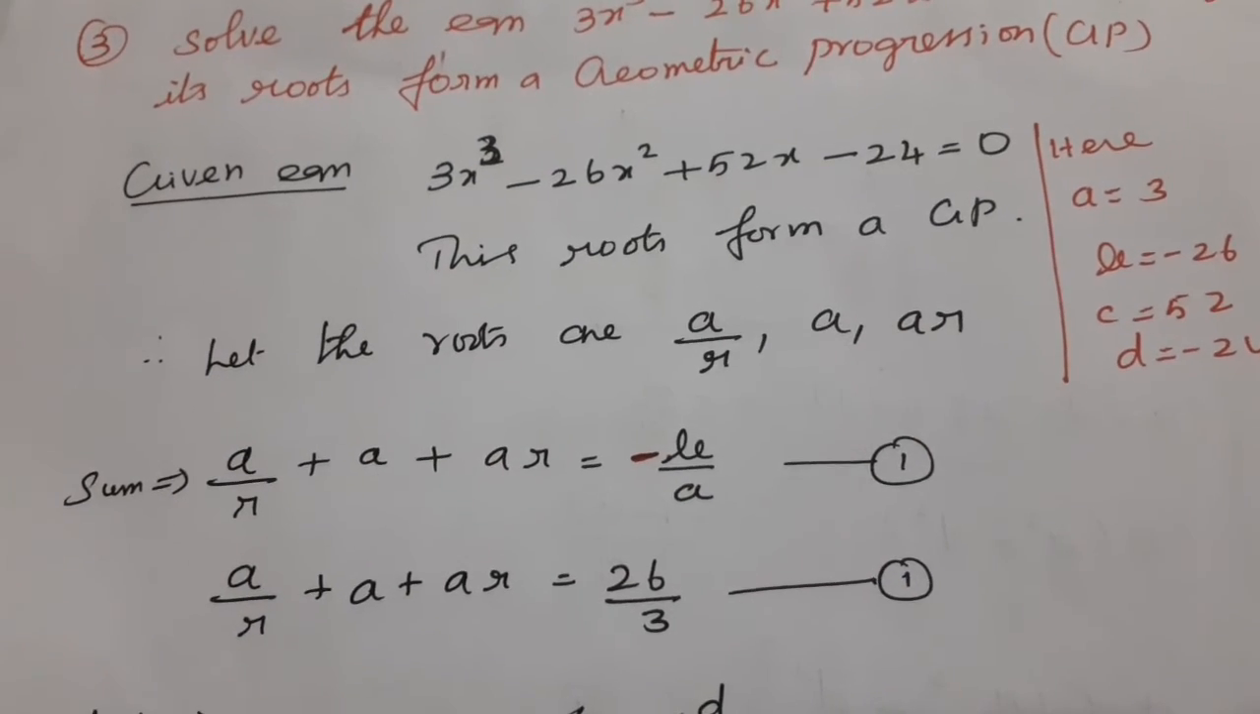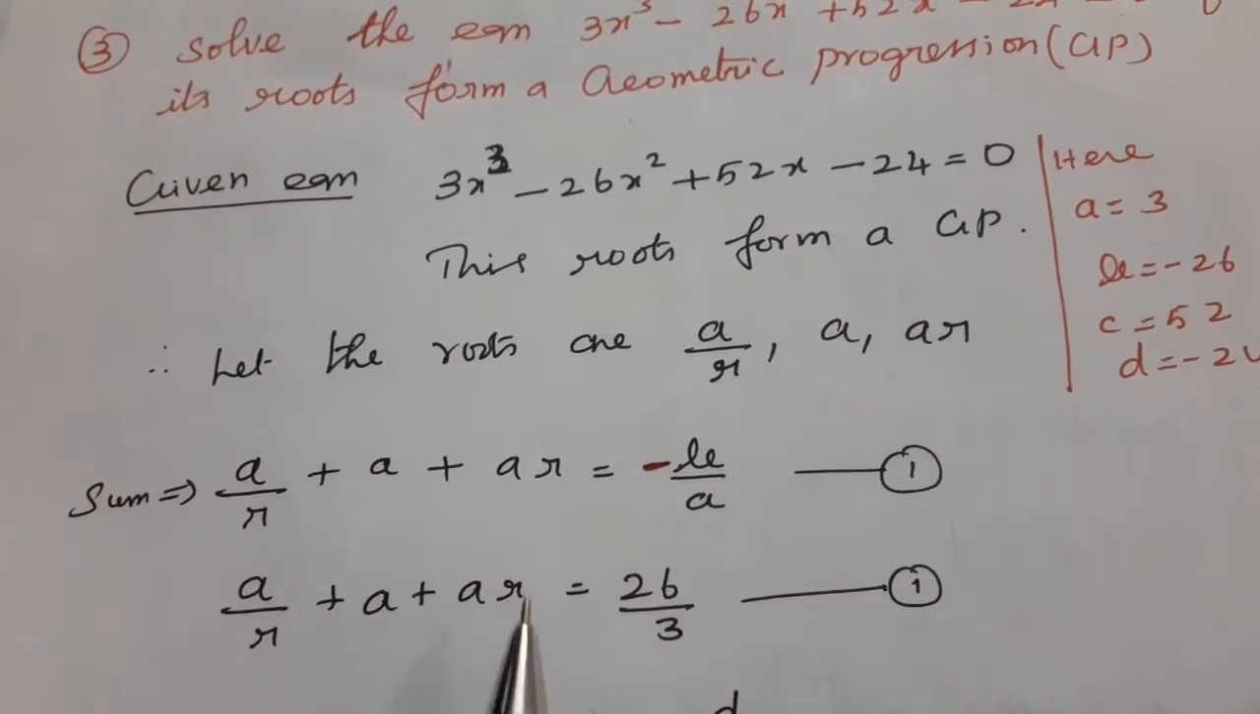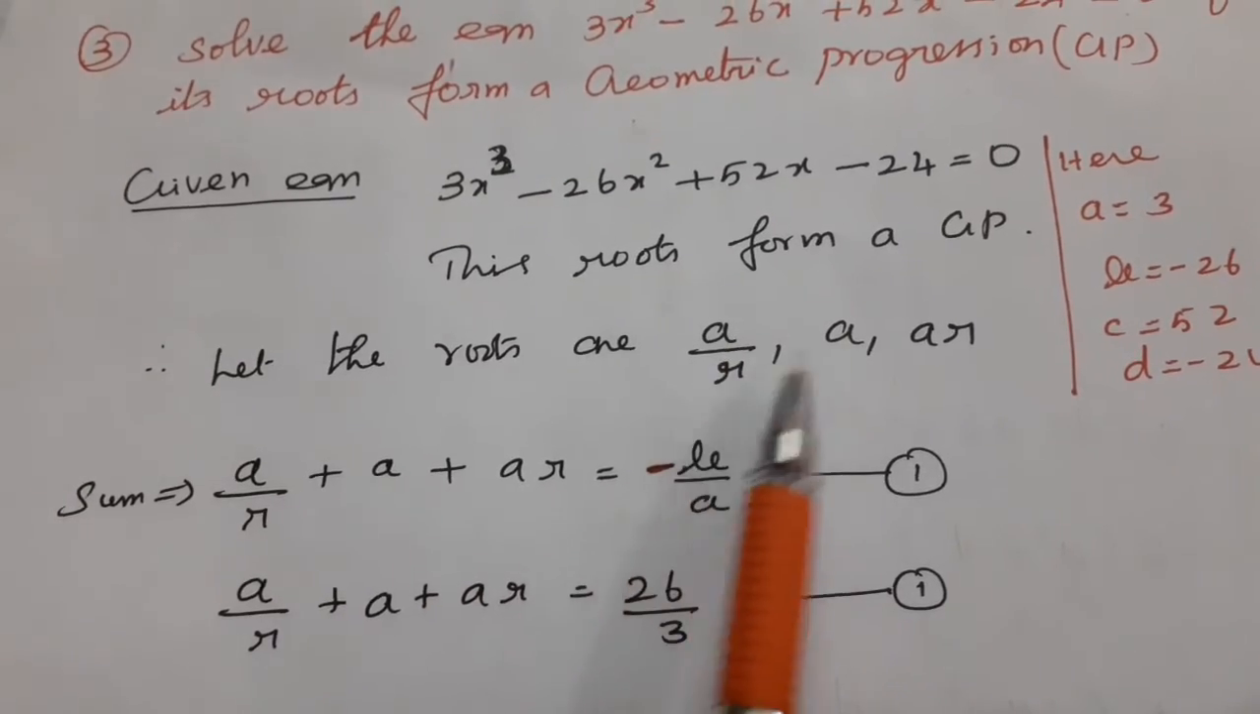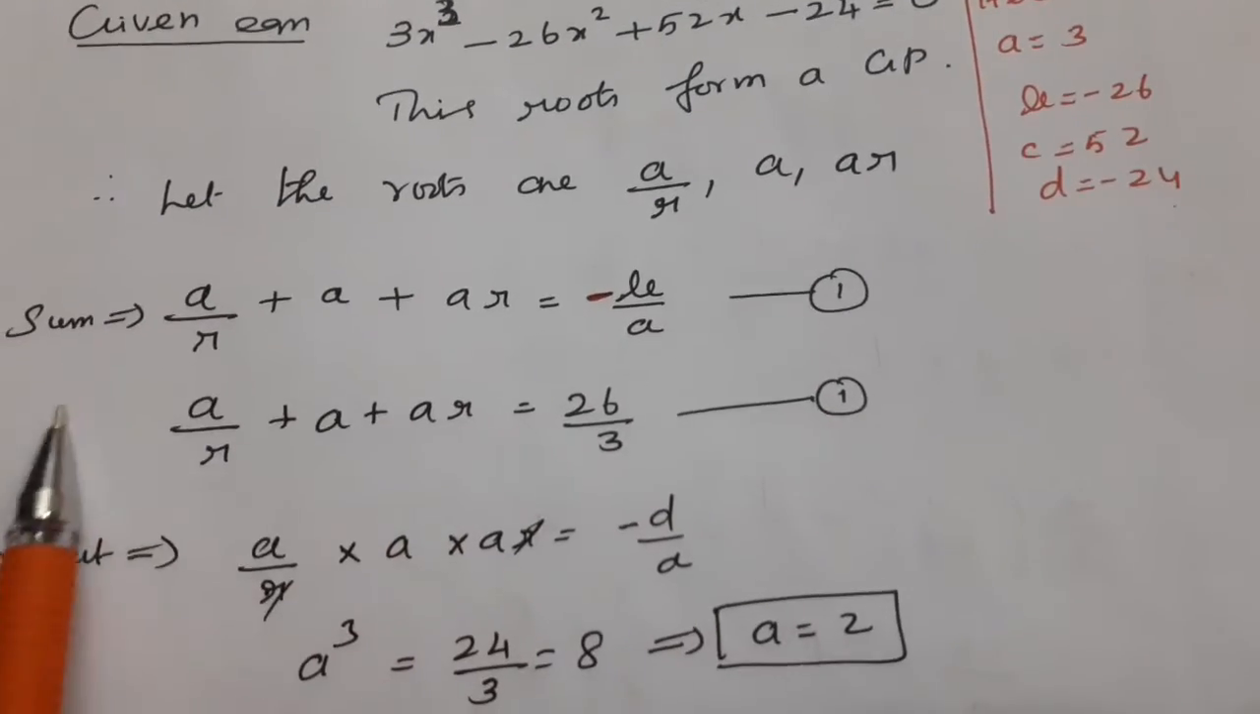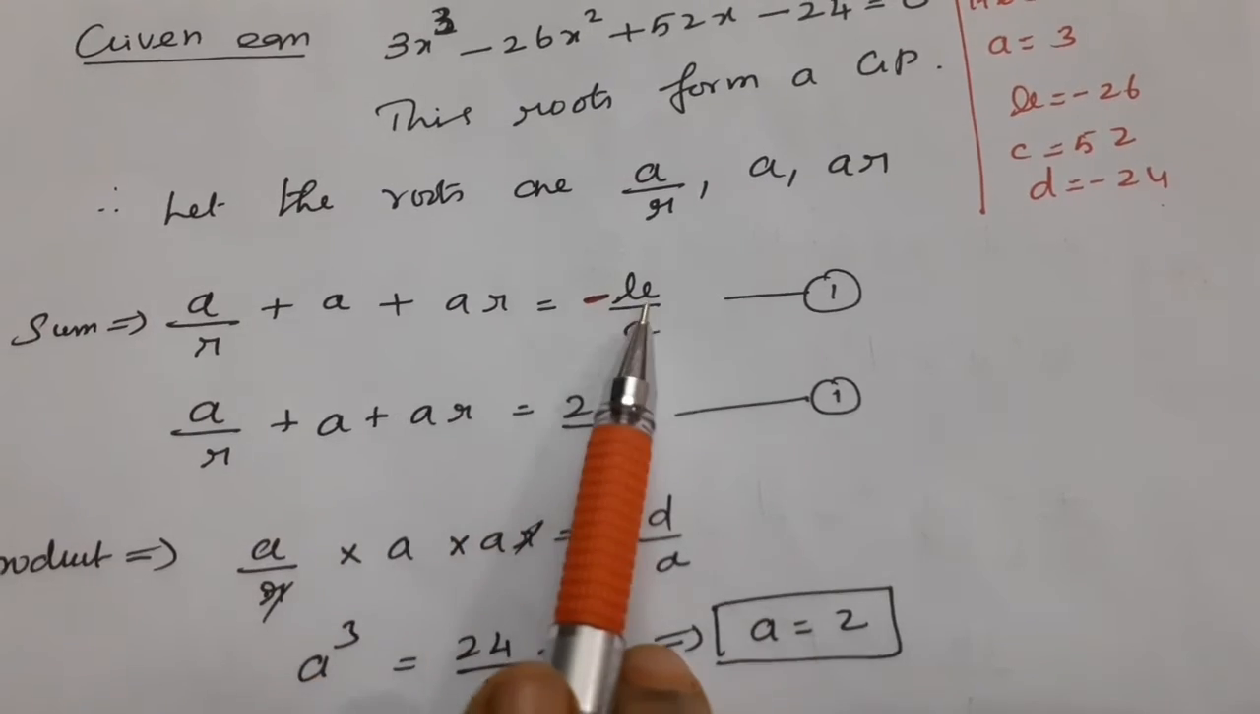What are the roots? Let the roots be taken in GP. General form, how to take the roots? Let the roots be a by r, a, ar. What is the sum of the roots? A by r plus a plus ar equal to minus b by a.